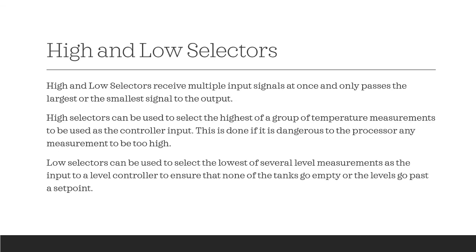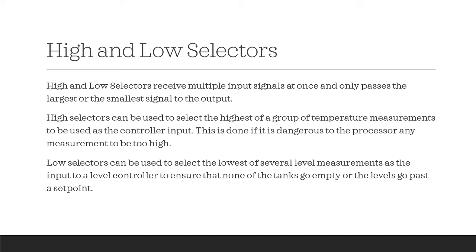High and low selectors. High and low selectors receive multiple input signals at once and only pass the largest or the smallest signal to the output. So high selectors get a batch of signals and pick out the signal that's highest and output that. And low selectors do the same with the lowest signal.